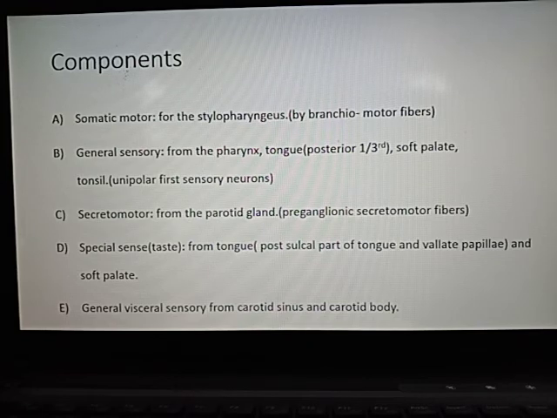Then come to the general sensory part. The general sensation from the pharynx, the posterior one third of the tongue, the soft palate, and the tonsil provides some sensory supply to this glossopharyngeal nerve. And the unipolar first sensory neuron provides the general somatic sensation. The sensations are pain, touch, and temperature.